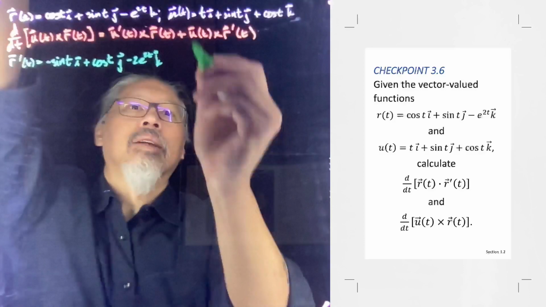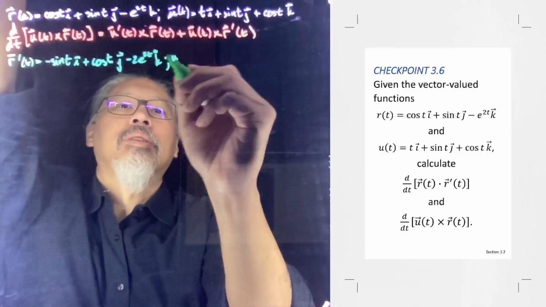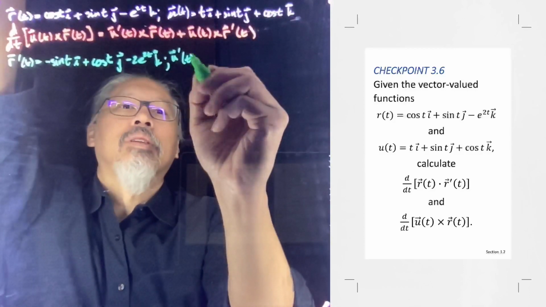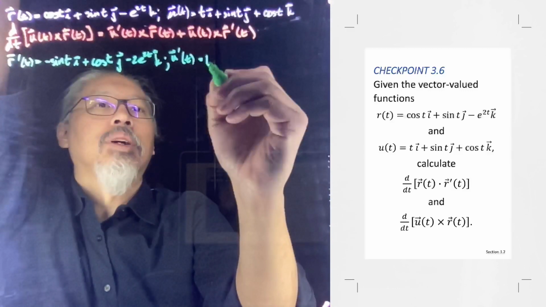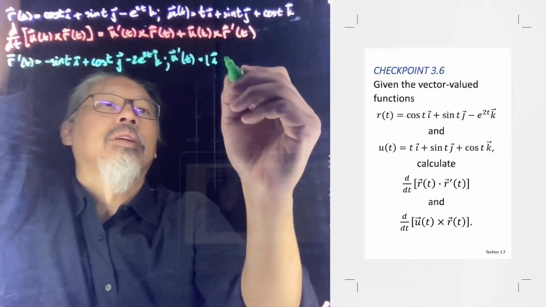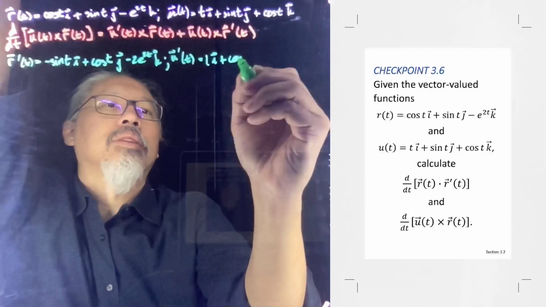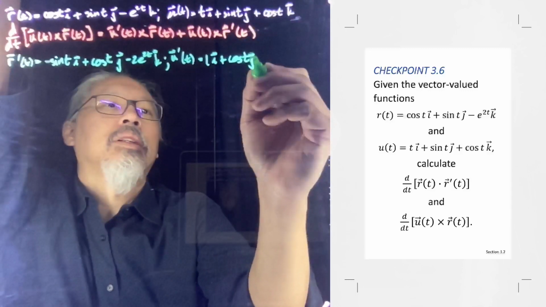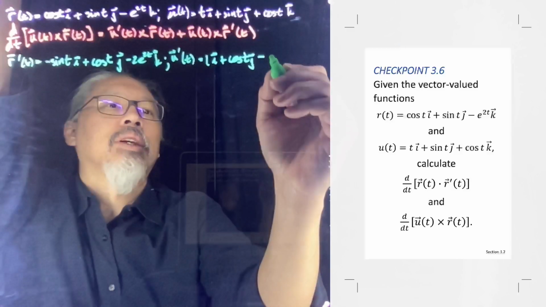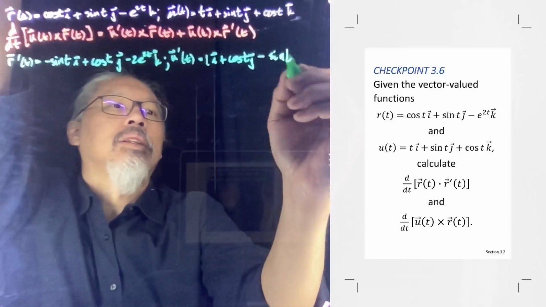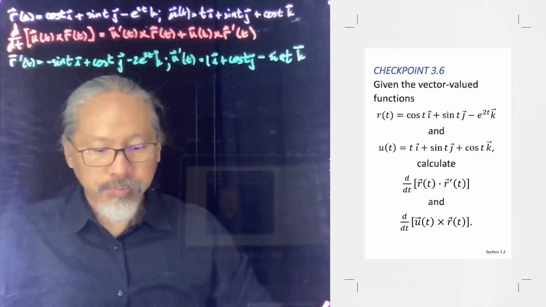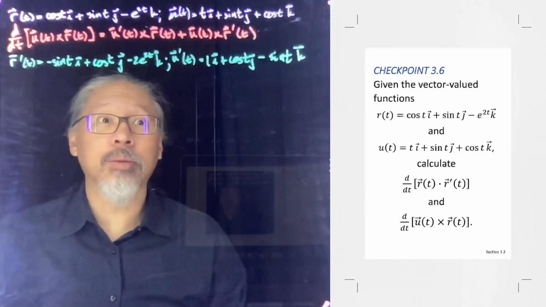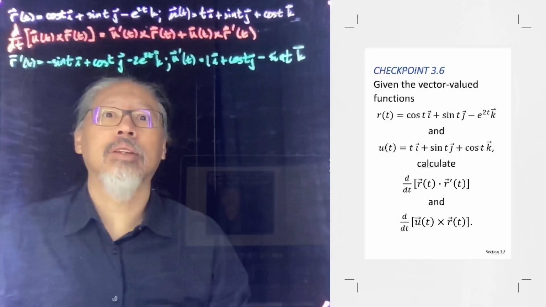Okay, now let's take the derivative of u. The derivative of t is just going to be 1 in the i direction. Derivative of sine is cosine t, that's in the j direction. Derivative of cosine is negative sine t, and that's in the k direction. Okay, now we have the derivatives. We'll find the cross products.